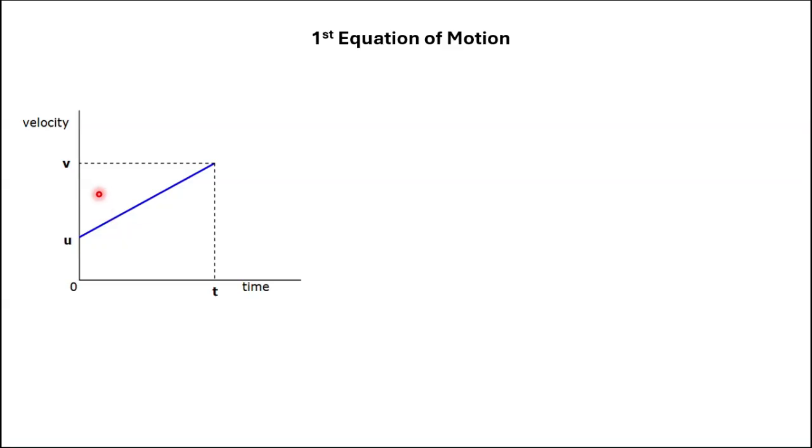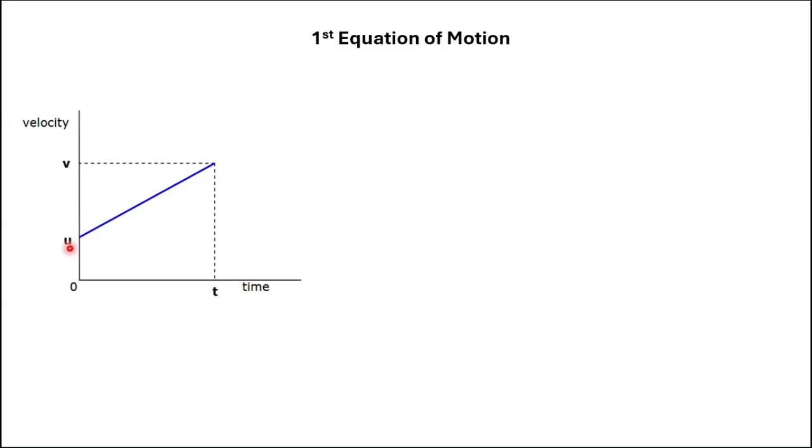If you look at this graph, we can see that time starts at 0. At time t equal to 0, the object is moving with initial velocity u. So u is the initial velocity of the object at time 0.